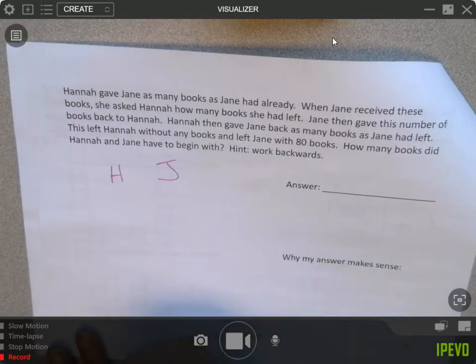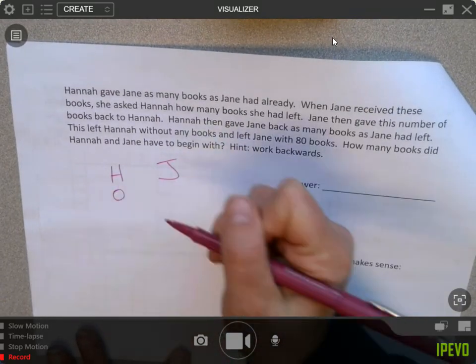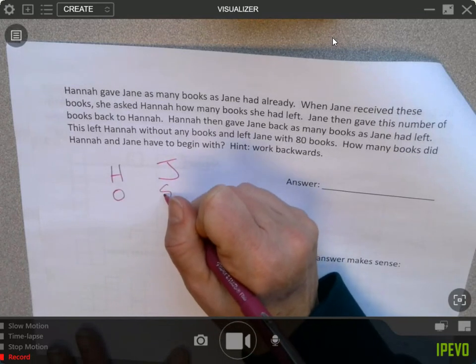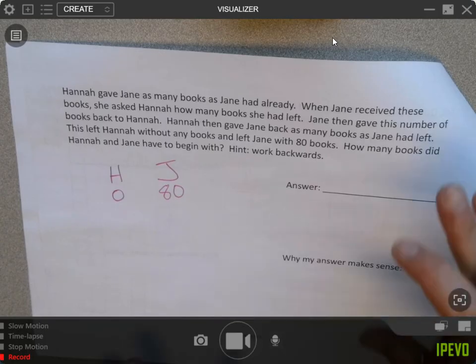So we had Hannah and Jane. At the end, Hannah had 0 and Jane had all 80. How many books did they start with? So we have to work backwards.